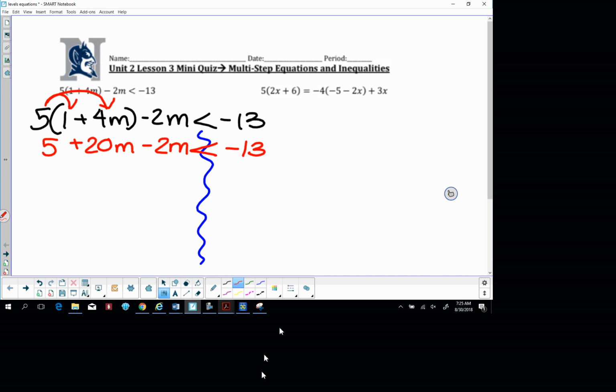Who got that step right? Raise your hand. So first thing, draw the river and get rid of that distribute. Now, what's the next thing I have to do?